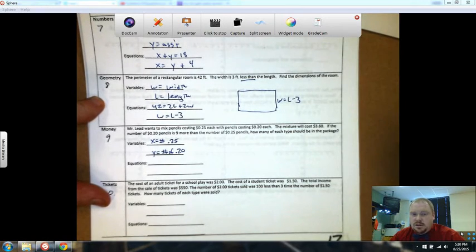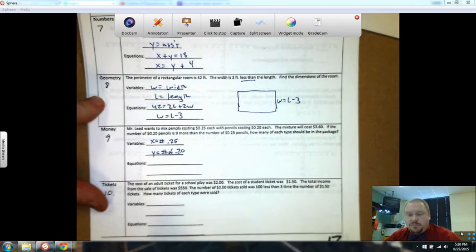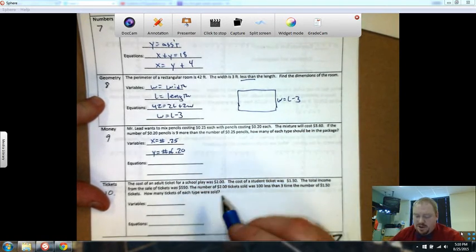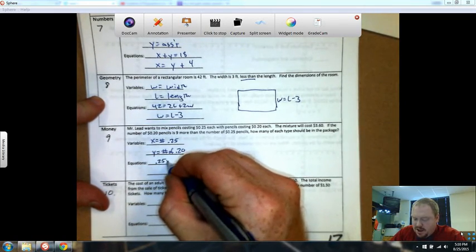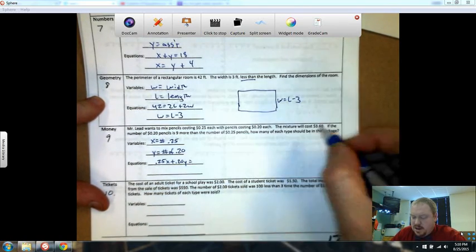So, I know the mixture will cost $3.60. So I have the price of each, and I know what the total cost will be. So, 0.25x plus 0.20y equals $3.60.